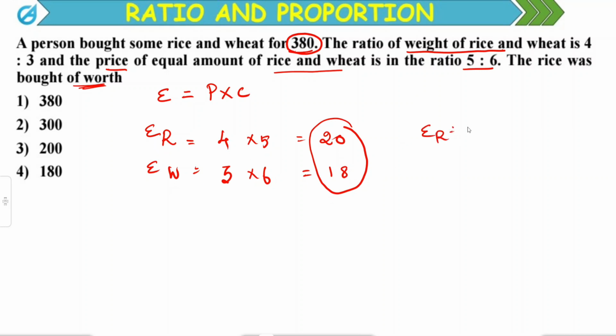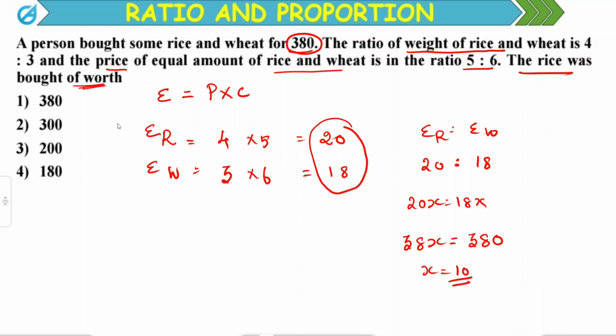Now, the expenditure of rice and the expenditure of wheat is nothing but 20 is to 18. Otherwise, I'll take 20x is to 18x. If I add these two, we'll be getting 38x. This 38x is equal to the total expenditure, which is 380. From this, the value of x is 10. What we need to find is what the rice was bought for, which is the expenditure of rice, 20x. So 20 into 10, we will be getting 200 rupees. So the answer for this one will be 200 rupees.